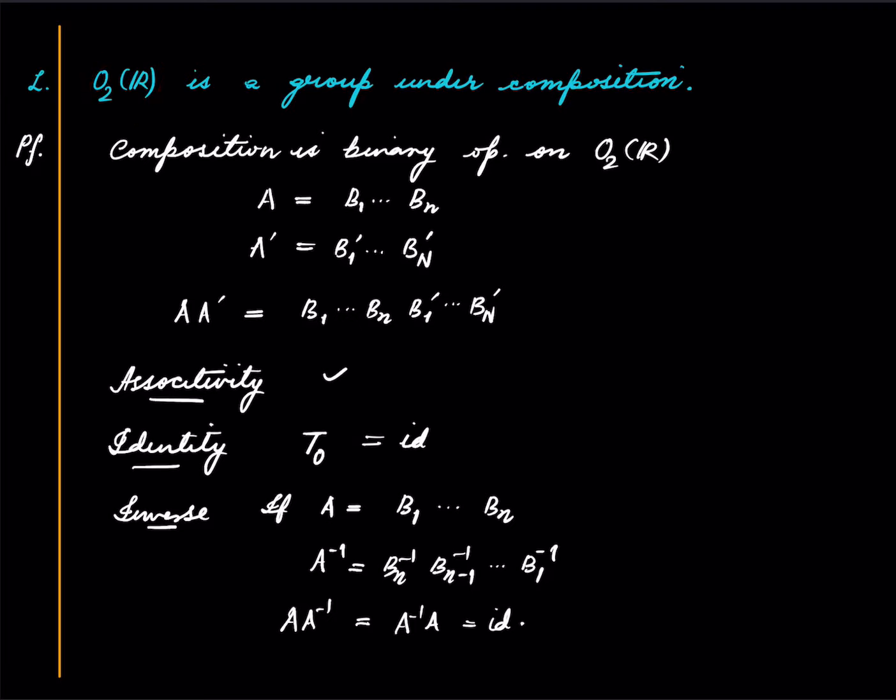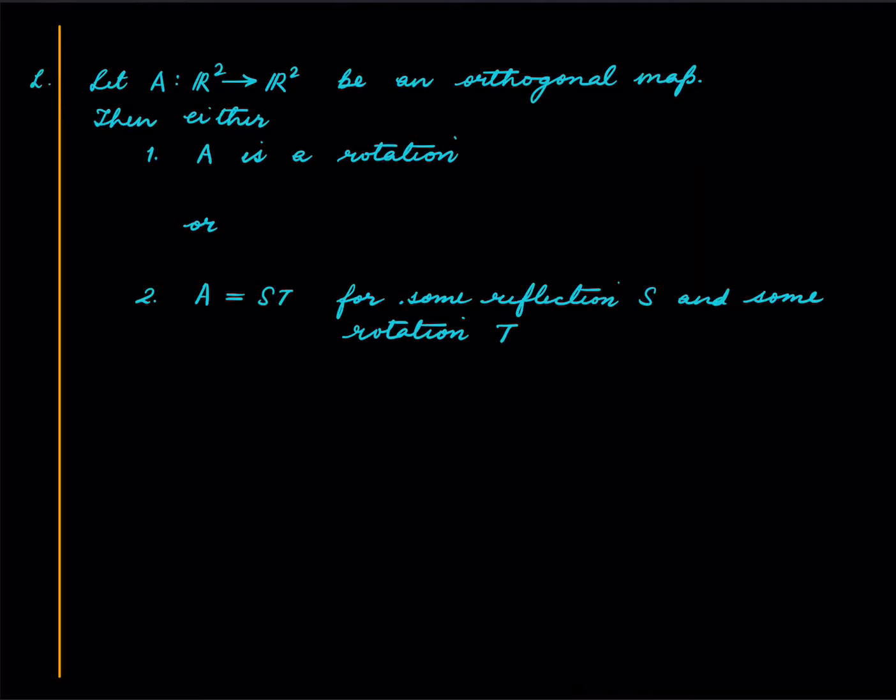So lastly, there is a very simple description of any member of the orthogonal group. Now we can legitimately call it the orthogonal group since we have shown that it is indeed a group. So here is the description. You pick any orthogonal map, then either it is a rotation or it can be written as a composition of a reflection and a rotation. So you don't need to use too many of these rotations or reflections. At most two will suffice. And here is the proof.